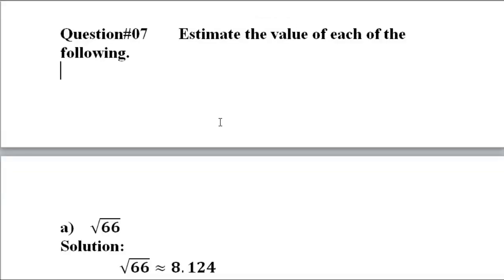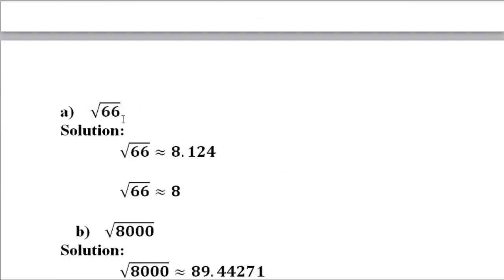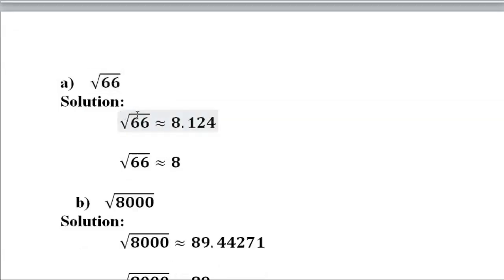Now, first part from this question, square root 66. The square root of 66 up to 3 decimal places is approximately 8.124. Now, rounding off this number to the nearest whole number gives us 8. Therefore, the square root of 66 is approximately 8.